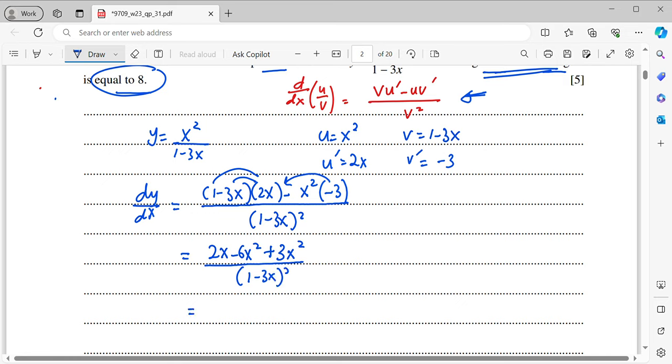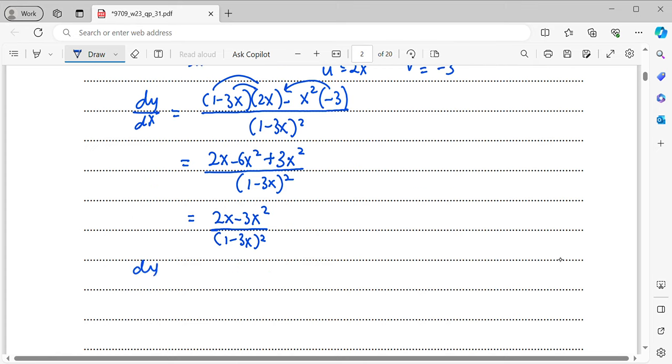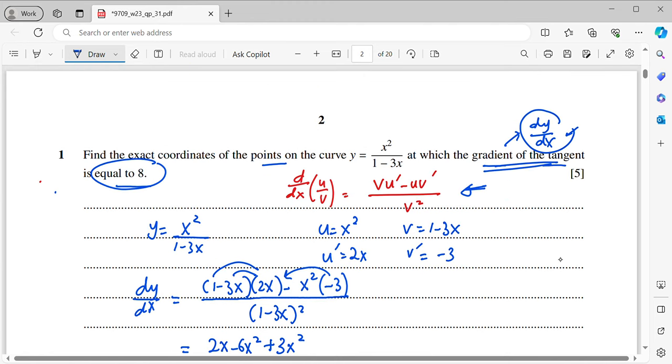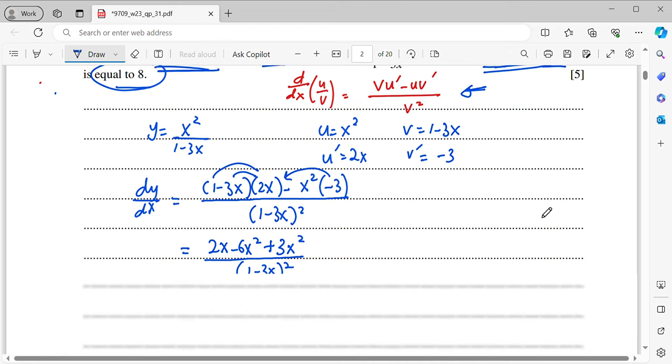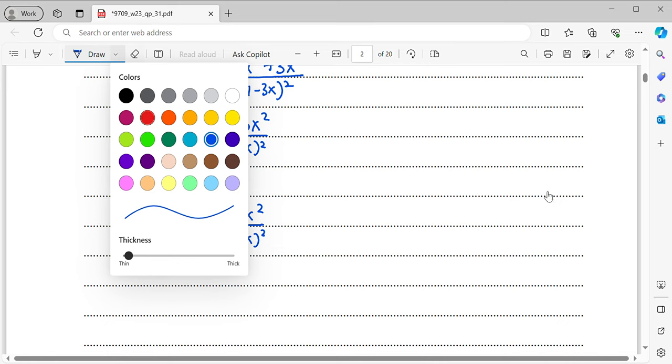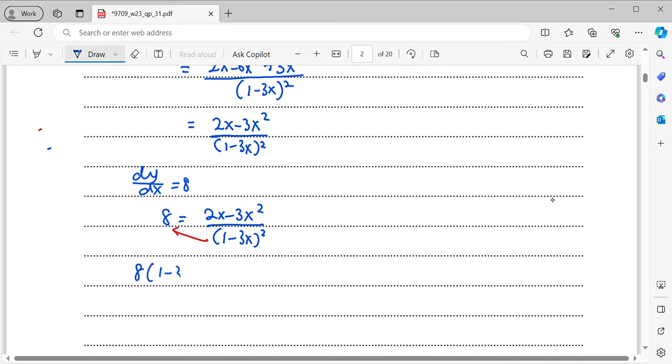Now when you further simplify the numerator, you will get 2x minus 3x squared as the numerator, and just rewrite the denominator. And then now replace dy dx by 8. That means 8 equals 2x minus 3x squared over the denominator. You can just rewrite first, because later on we need to solve for x. The question says points, so exact coordinates of points means that later we need to find x and y. Now just move up the denominator, and then do the expansion, so 8 bracket 1 minus 3x squared equals 2x minus 3x squared.